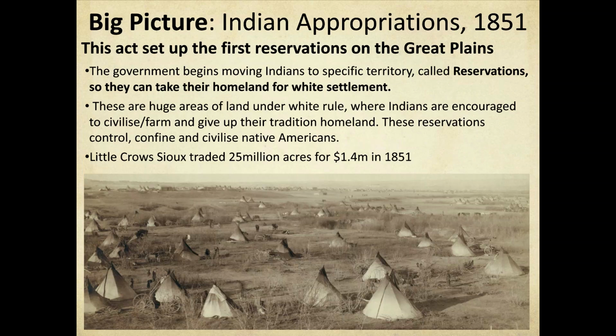Big Picture: the Appropriations Act. It set up the first reservations on the Great Plains. Government begins to move Indians to specific territory called reservations so they can take their homeland for white settlement. These are huge areas of land under white rule where Indians are encouraged to civilize, farm, give up their traditional homeland. These reservations control, confine, and civilize Native Americans. Little Crow's Sioux traded 25 million acres for 1.4 million in 1851, so they were losing their land.